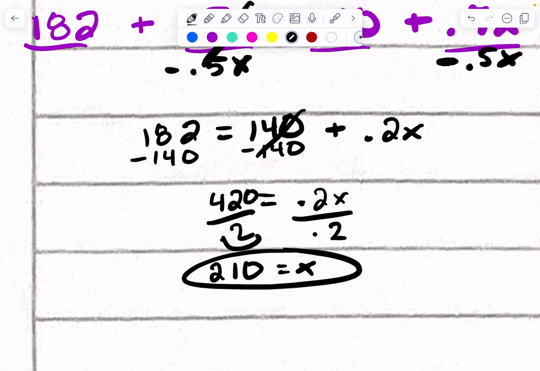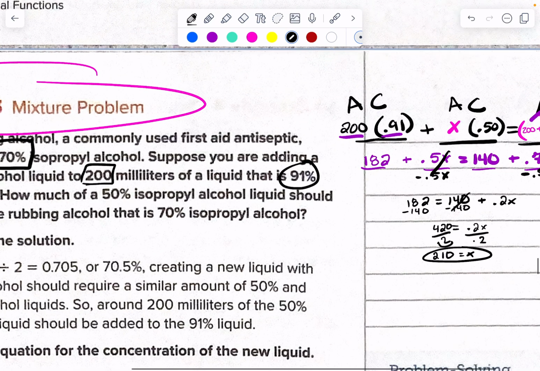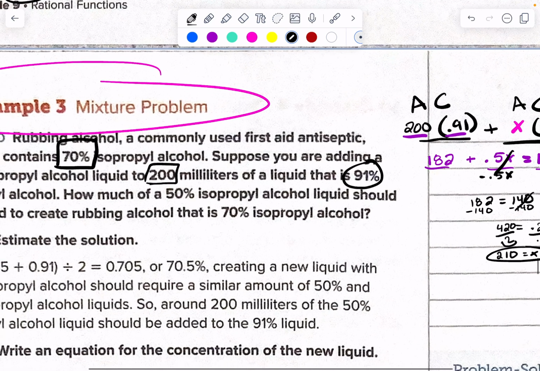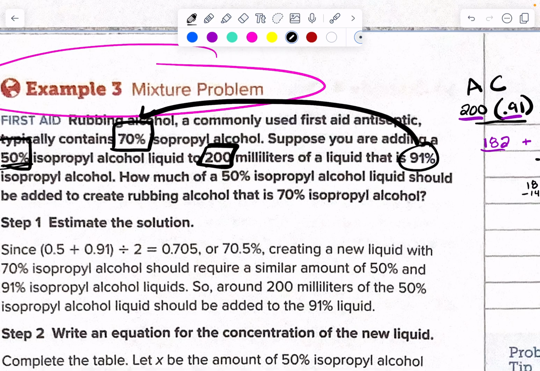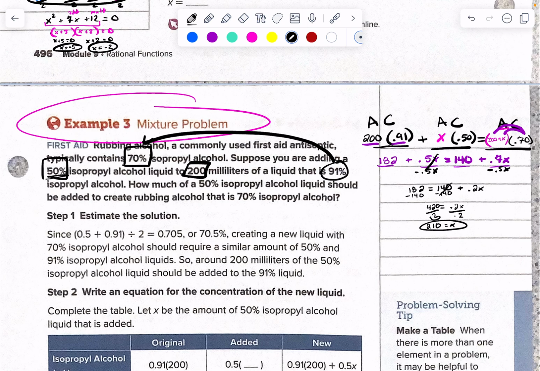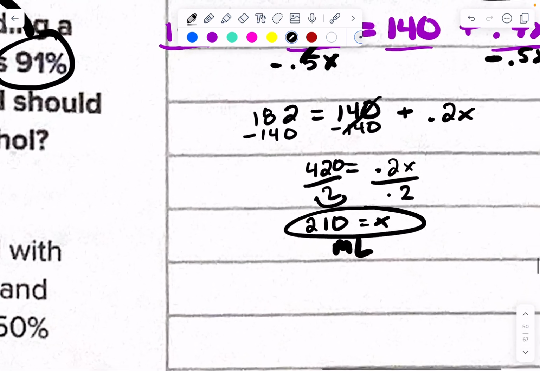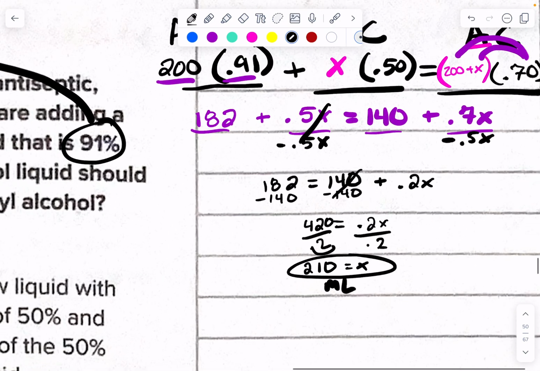210 milliliters, that's a lot to be able to dilute it down. I had 200 milliliters to begin with, so I have to add more than half of the solution to get it from 91% down to 70%. That's a lot to dilute it down. Okay, so 210 milliliters, mLs. Okay, yeah, so it's diluted down enough so that it doesn't quite burn so bad.